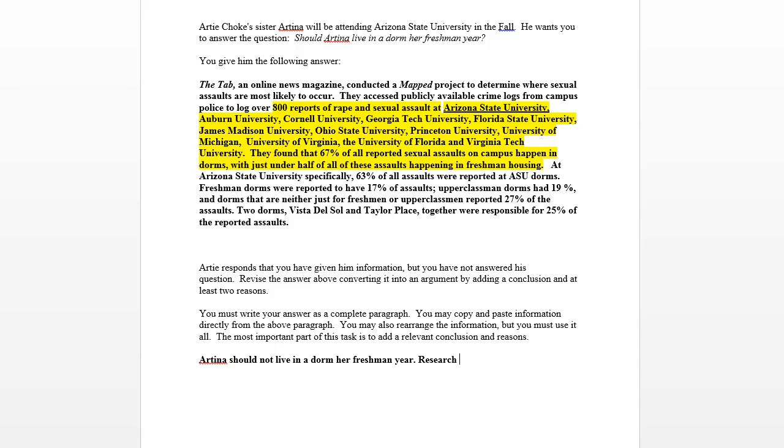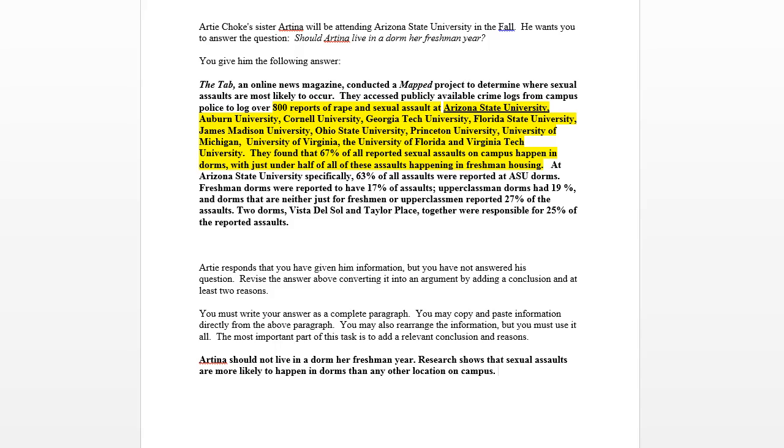studies, or the research study, but I'm just going to say research shows because we want your reason to be general. Remember, your reason talks for multiple cases, not just one. Research shows that sexual assaults are more likely to happen in dorms than any other location on campus.